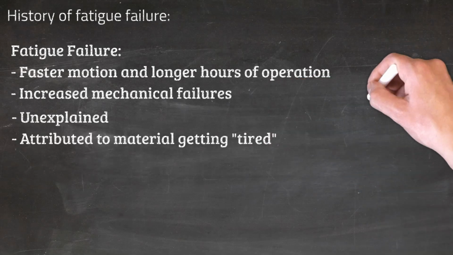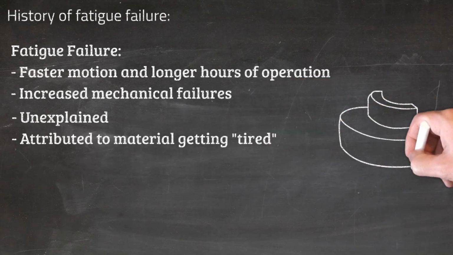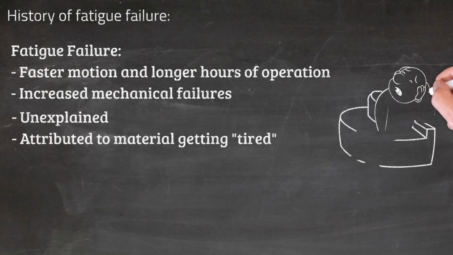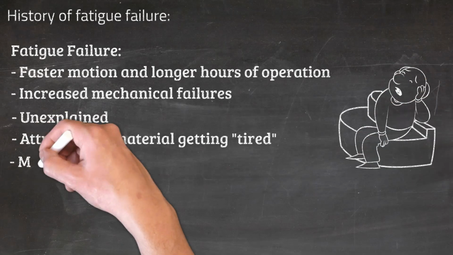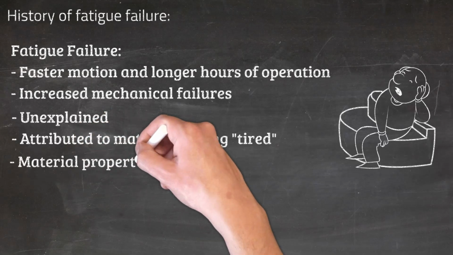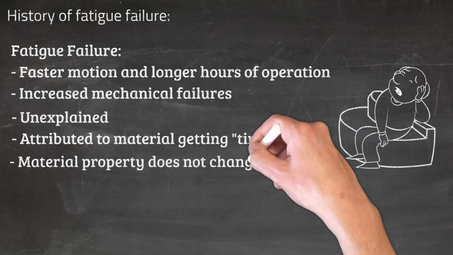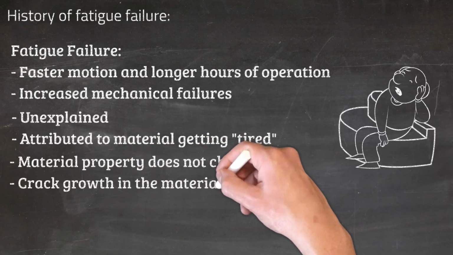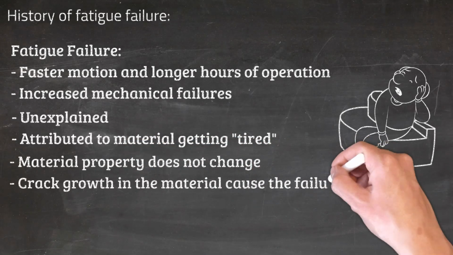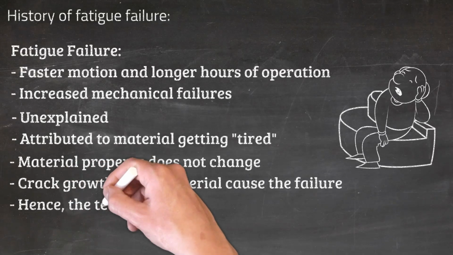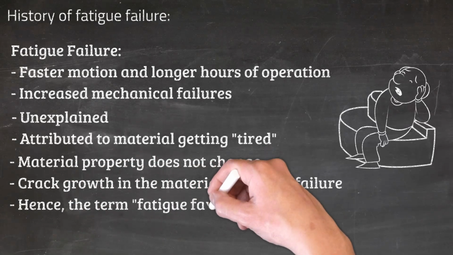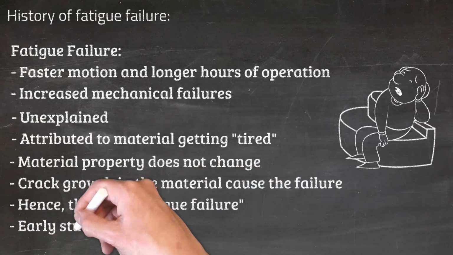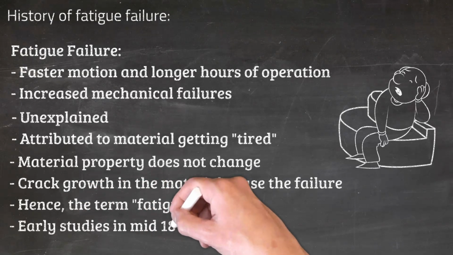Puzzled engineers attributed the failures of the components to the material getting tired after long hours of operation and simply collapsing. Soon after, however, they realized that the material properties did not change at all in the failed materials. They soon realized that the gradual growth of cracks inside the material causes the failures in the components. They named this type of failure fatigue failure after the earlier belief that the materials were getting tired during the operation.